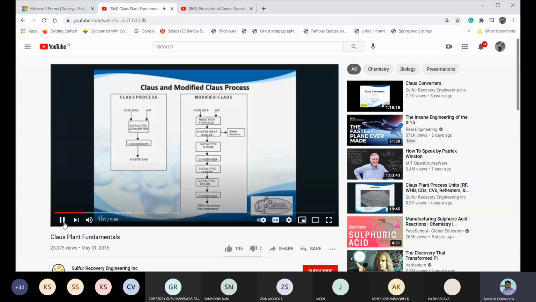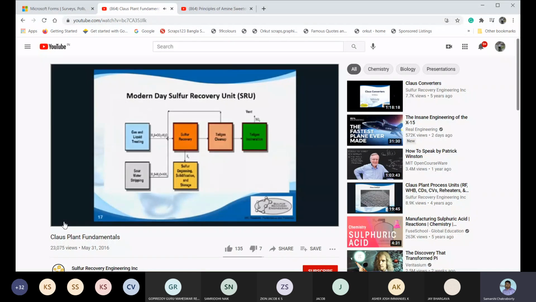So this is a comparison, a basic flow chart, between the Claus process and the modified Claus process. You can see with the original Claus, it's just one vessel. The furnace is actually within the same converter vessel there, but it's just that one thermal reaction going on. And then we see with the modified Claus process, we have the reaction furnace where the thermal reaction takes place, but then we have at least two more catalytic stages after, where the catalytic reaction takes place.